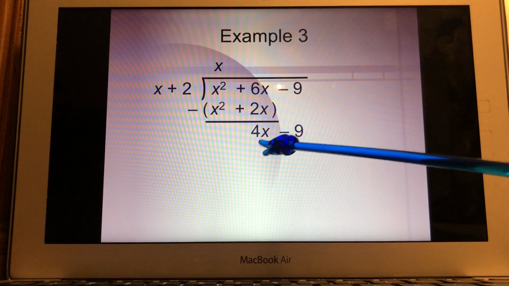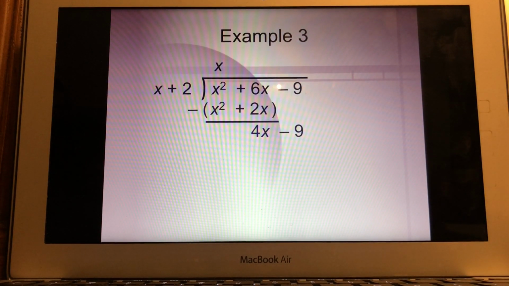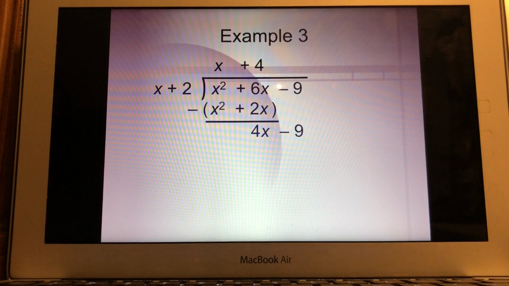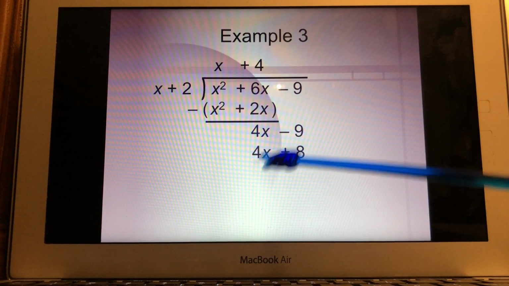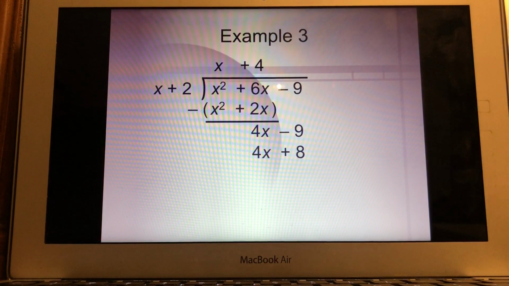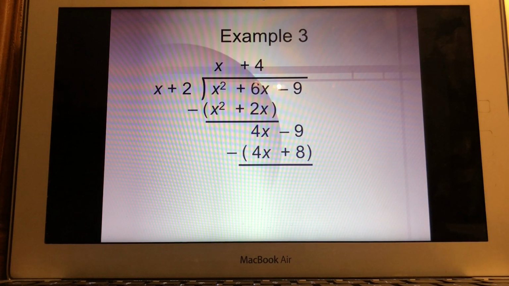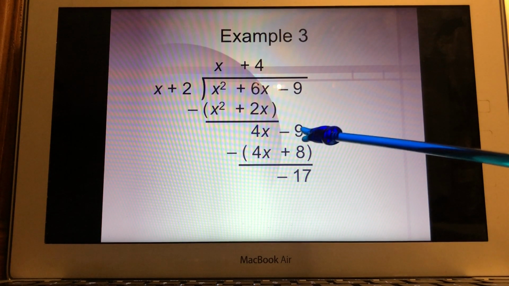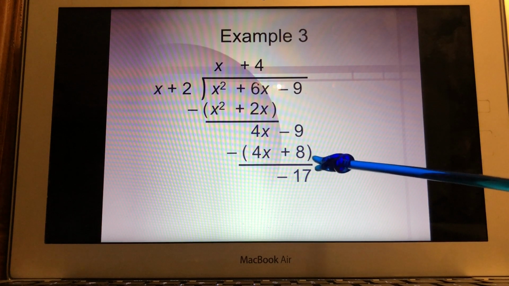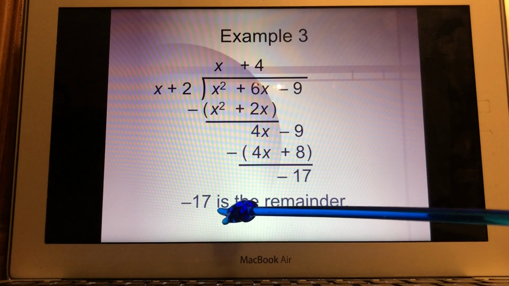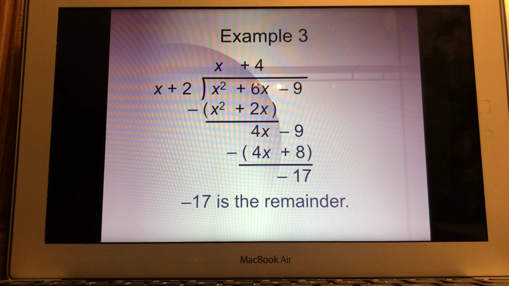What times x is going to give me 4x now? I'm going to multiply by 4. So plus 4. Okay, so I get 4x, and then 4 times 2 is 8. And then now I'm going to subtract those terms. Okay, 4x minus 4x is 0, right? Negative 9 minus 8 is going to give me negative 17. So negative 17 now is the remainder.